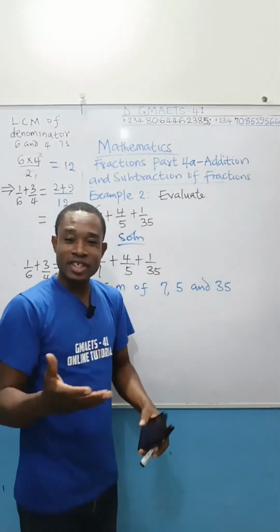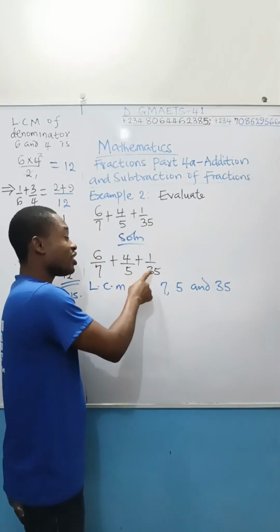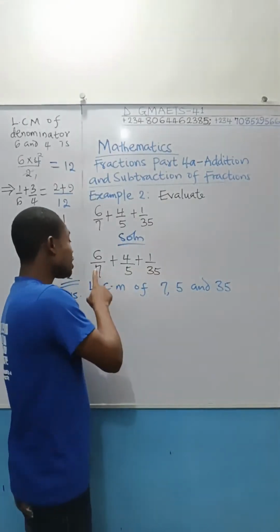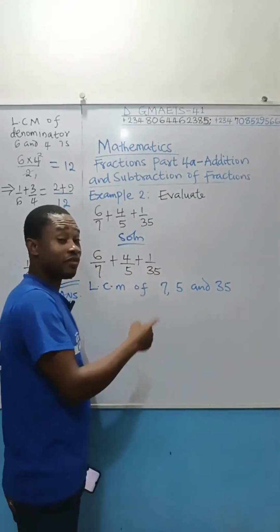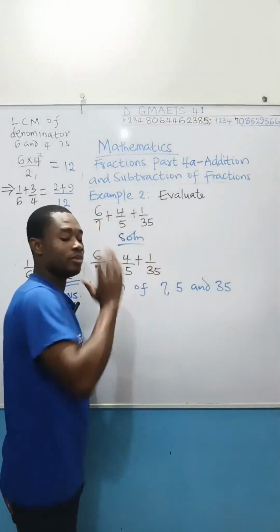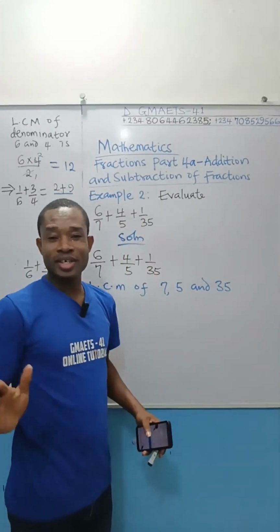So you see, I have done this analysis. I've explained all of this: that this smaller number 5 can divide this bigger number 35, and the smaller number 7 can also divide this bigger number 35. Therefore, the LCM is the bigger number, 35. And that is how you get the LCM of these numbers.